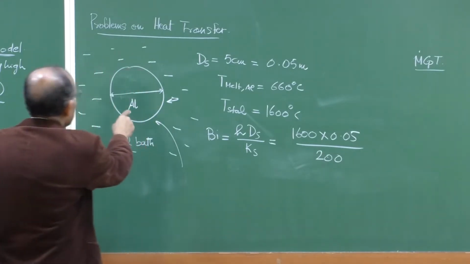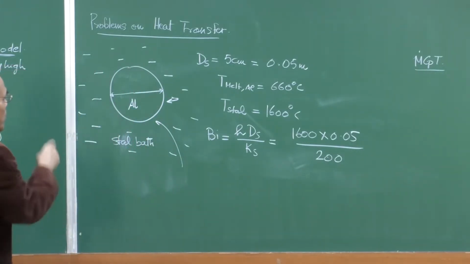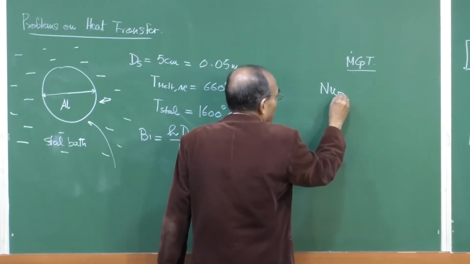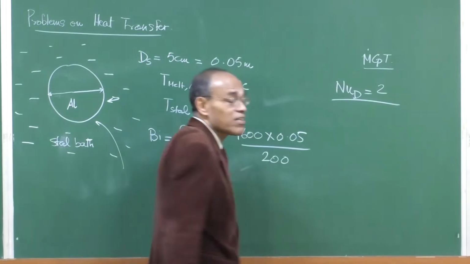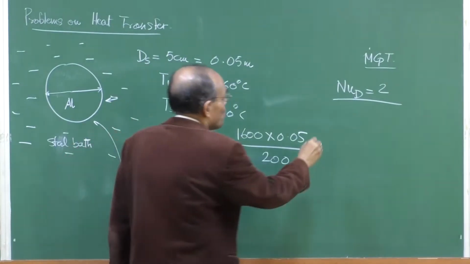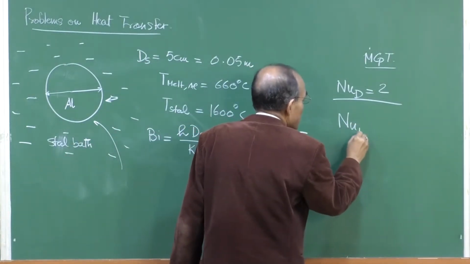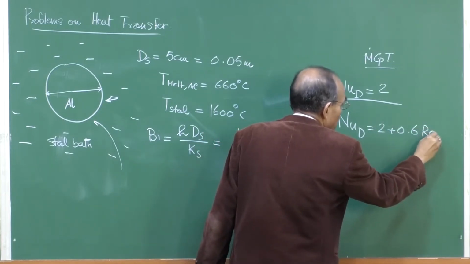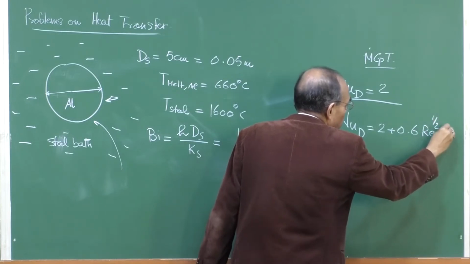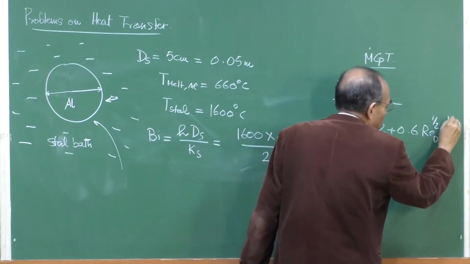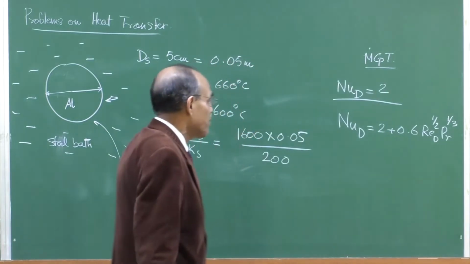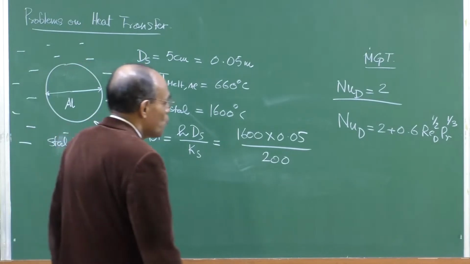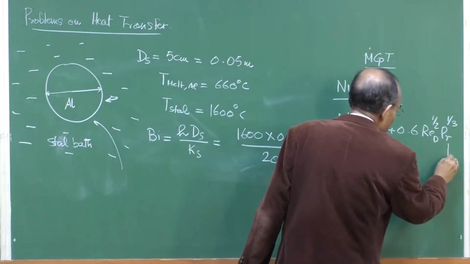Now, let us assume that the bath is stagnant. If the bath is stagnant, in that case we know that the Nusselt number based on diameter is equal to 2. If the bath is not stagnant, in that case we will apply the Ranz-Marshall correlation. Nusselt number is equal to 2 plus 0.6 times Reynolds number raised to the power half and Prandtl number raised to the power 1 by 3. The Prandtl number for steel is known to us, which is approximately about 0.1 or so.